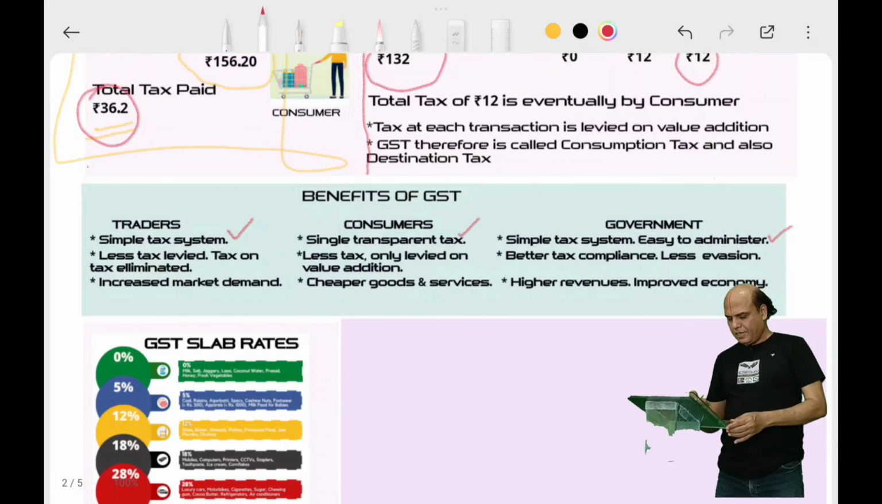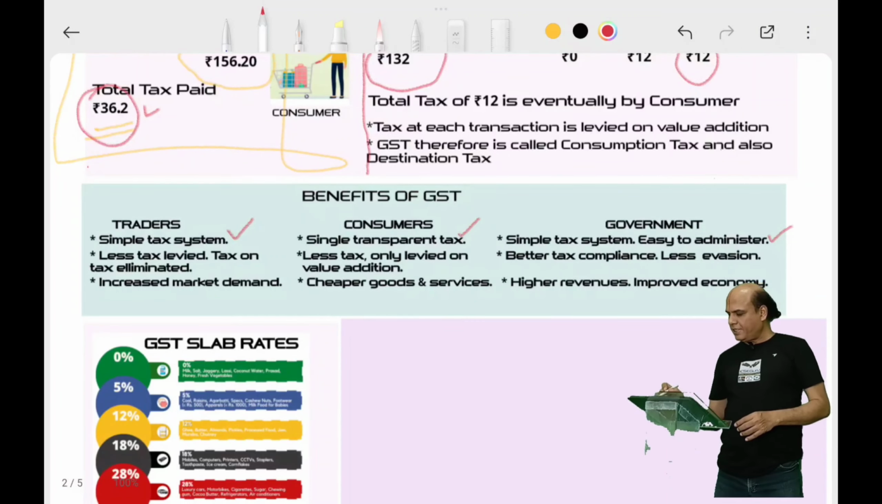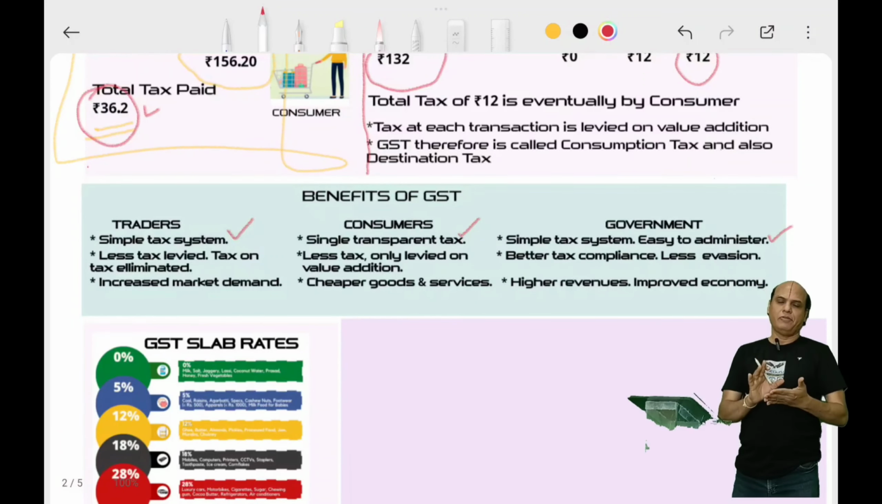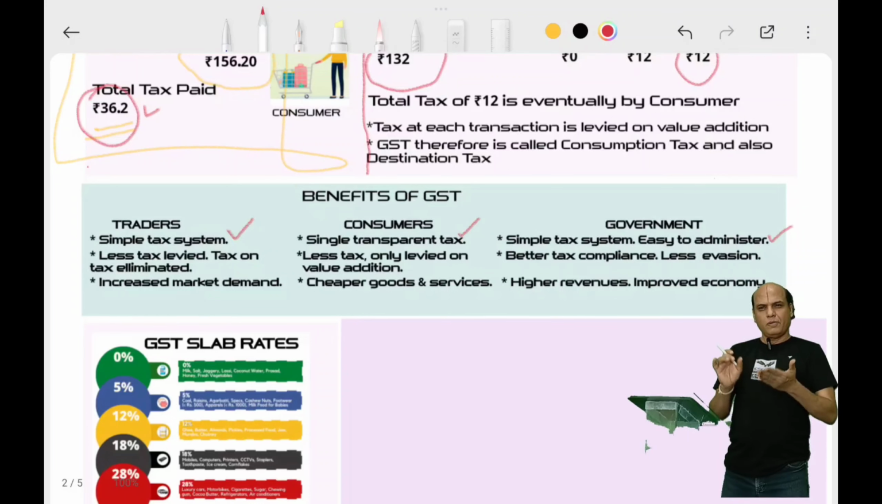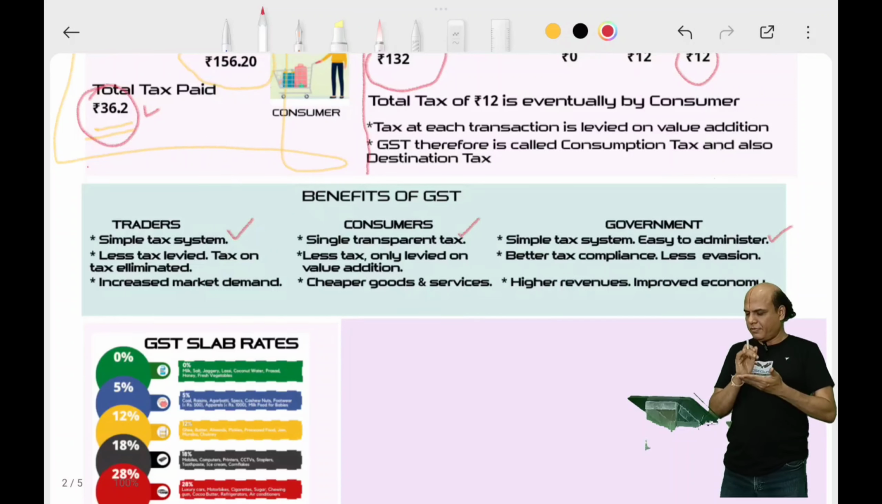Let us see next. Less tax is levied. We have seen earlier that in the previous regime it was 36.2 rupees that was paid as tax, whereas in GST it was 12. So less tax is levied. Earlier, tax on tax was levied, but now tax is paid on value addition, whatever value has been added to the product. At each stage, tax is collected only on that value addition, not tax on tax. There is no cascading effect of tax on tax.